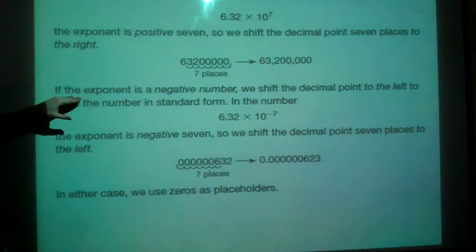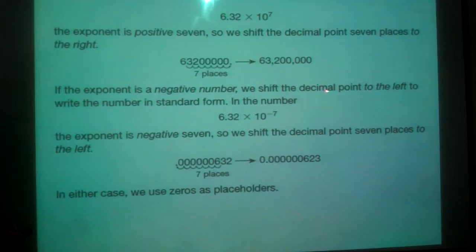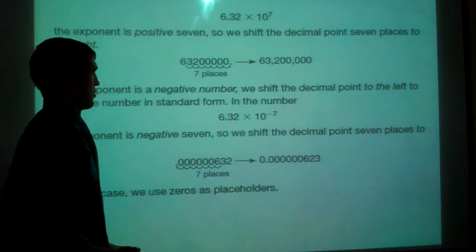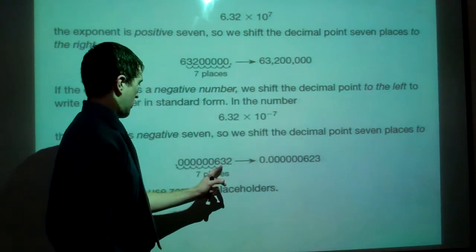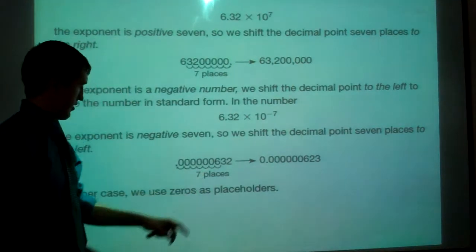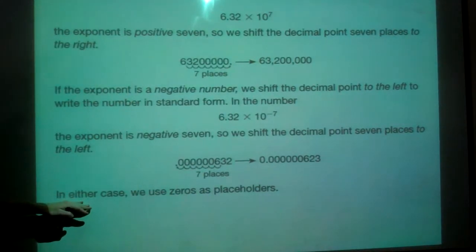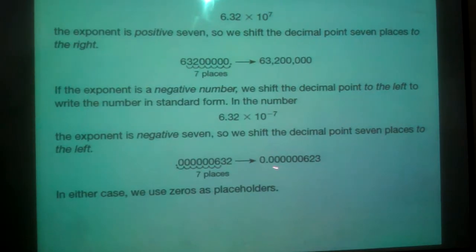and we get this number in standard notation. If the exponent is a negative number, we shift the decimal point to the left to write the number in standard form. So this would be the opposite, 6.32 times 10 to the negative 7. So the exponent is negative 7, so that means we're going to shift the point 7 places to the left. Alright, so notice the difference. Positive exponent, shifted 7 to the right. Negative exponent, shifted 7 places to the left. And in either case, we're going to use zeros as placeholders, like we did here. So that's kind of the difference there.